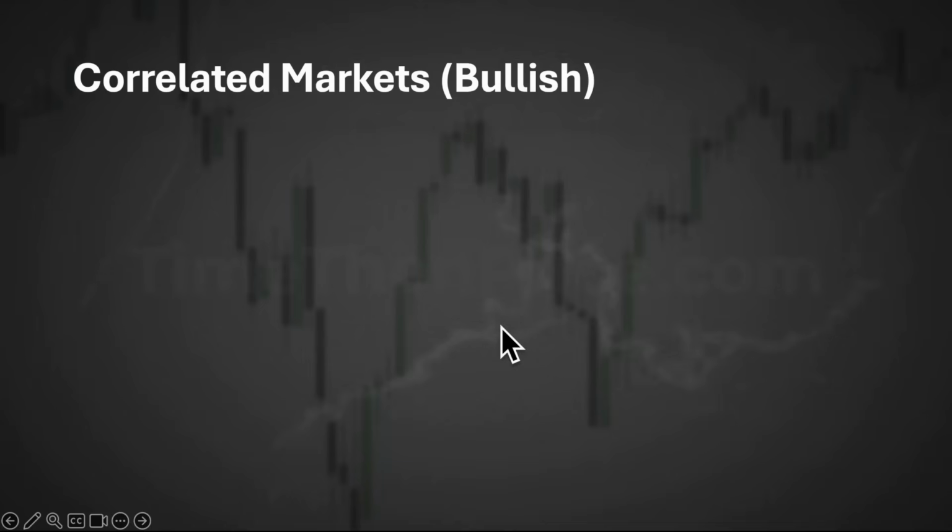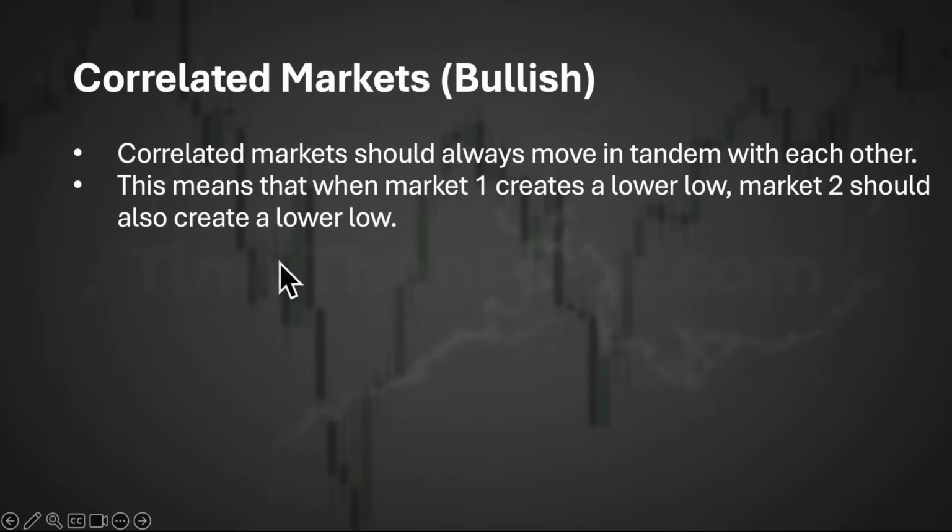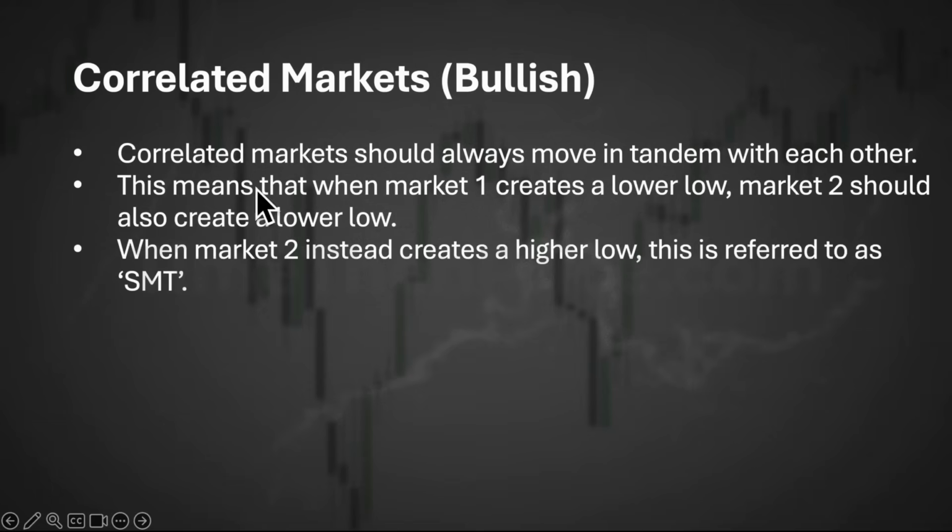When we pay attention to a bullish example of SMT between correlated markets, what you will be able to see is that there will be an SMT on the lows which is present. First of all, let us go back to the definition of correlated markets. Correlated markets should always move in tandem with each other. This means that when market 1 creates a lower low, market 2 should also create a lower low. When market 2 instead creates a higher low, this is referred to as SMT.